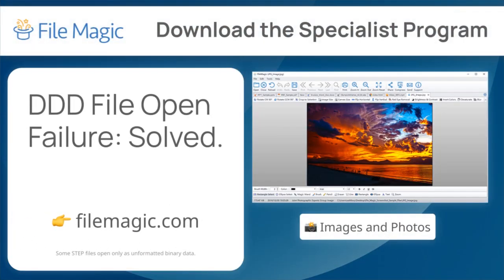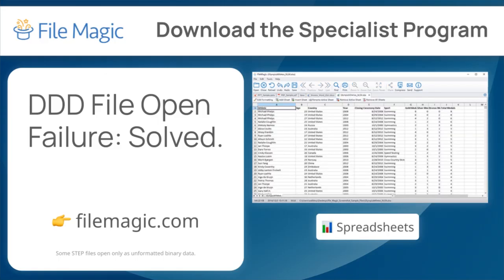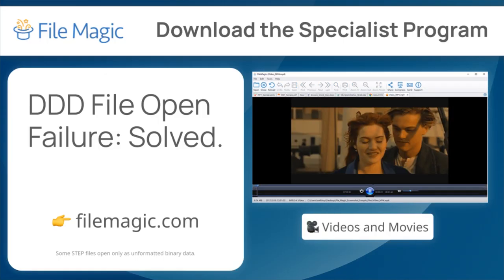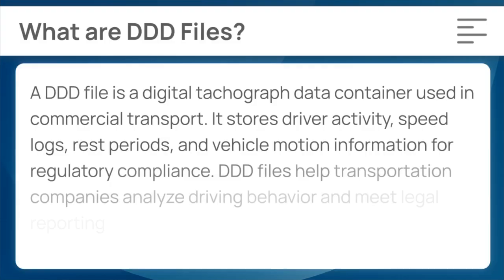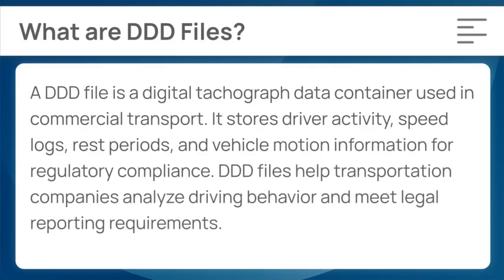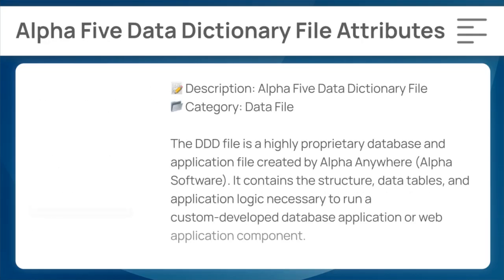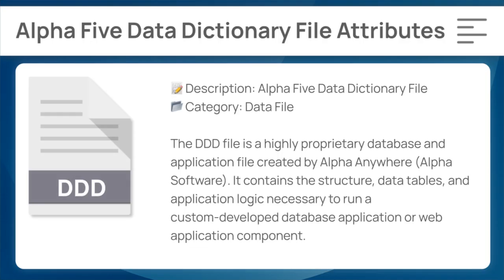We will demonstrate the power of a single DDD file inspection application that effortlessly manages complex troubleshooting across all file formats. The DDD extension is universally interchangeable with other files in the data file group. This document is encapsulated by the Alpha 5 data dictionary file format. The DDD file is a highly proprietary database and application file created by Alpha Anywhere, Alpha Software. It contains the structure, data tables, and application logic necessary to run a custom-developed database, application, or web application component.